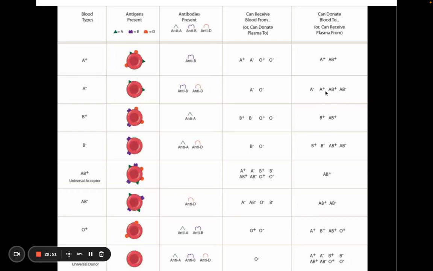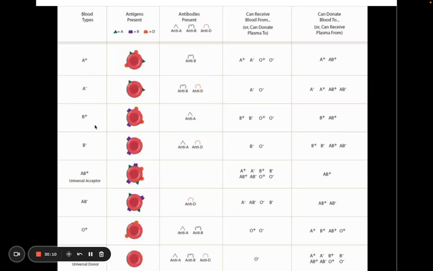So remember, negatives can donate to positives. So A positive, AB positive, because here we are, right? AB positive, and AB negative because we're also a negative. See how that works. Now, let's talk about B.